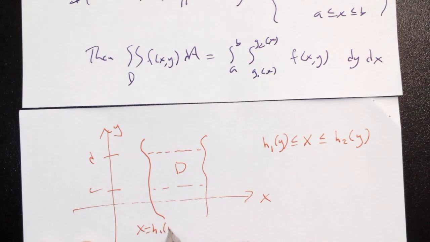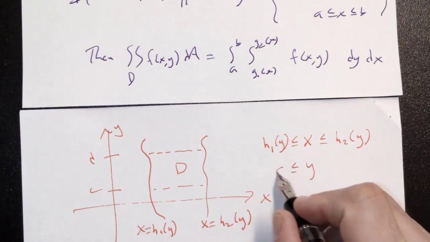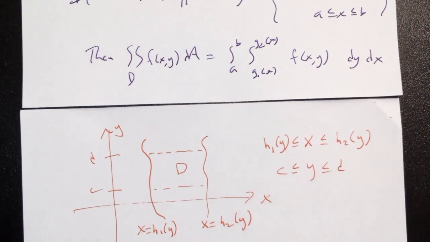X equals h1 of y, and X equals h2 of y. So now my functional boundaries are vertically oriented rather than horizontally oriented. But now my y values are bounded by numbers. This is the exact same idea, just flipped. Vertically oriented instead of horizontally oriented.